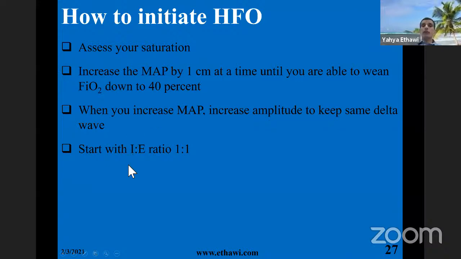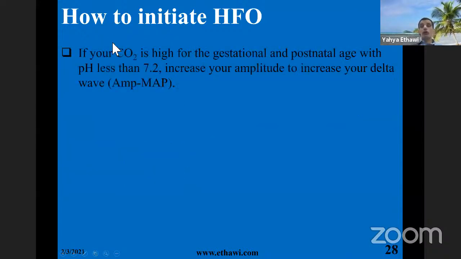Then you need to select your IE ratio. We usually start with 1 to 1, and later on I will explain how this will be selected and why. Then you can do an X-ray or lung ultrasound and a gas. If your CO2 is high for the gestational and postnatal age and your pH is less than 7.2, then you can increase your amplitude. But remember that the amplitude should not be triple the size of map. If it does, then you need to drop your frequency.